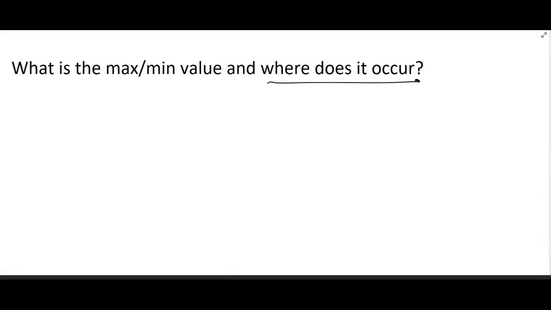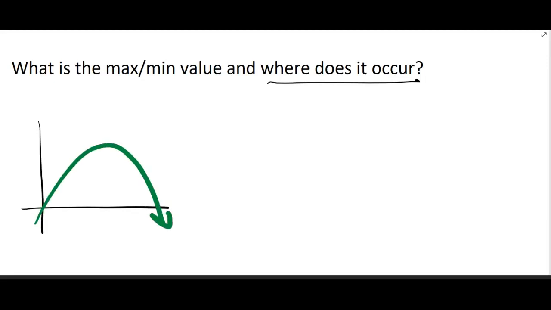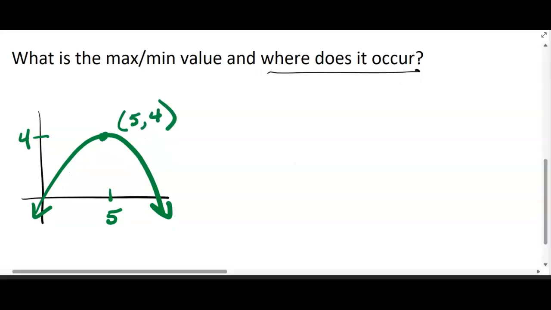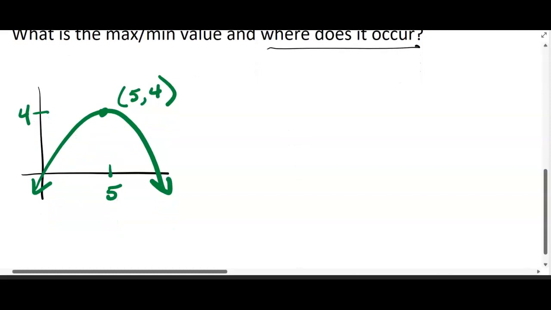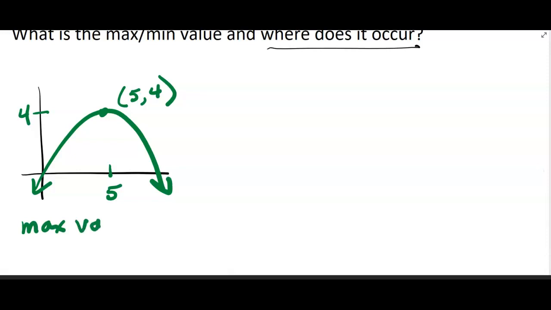So I wanted to do a couple examples here so you could see something. Say you have a parabola like this, okay? And I'm just going to make up some values. Let's say this is 5 and this is 4, okay? So we would say the vertex here is at 5, 4. This would be a maximum value, right? Okay, so what is the maximum value? The max value, in case they ask, would be 4.